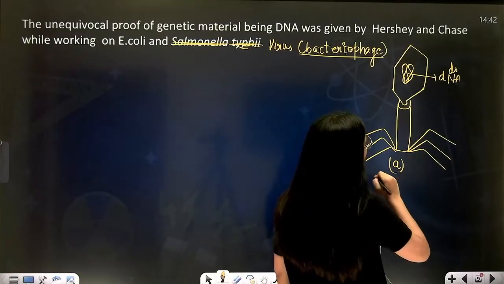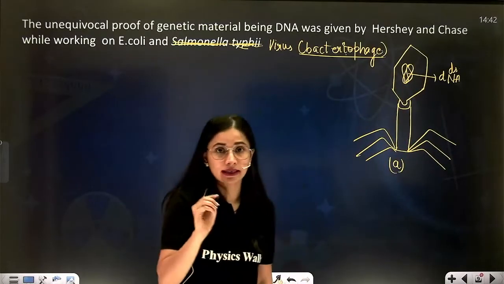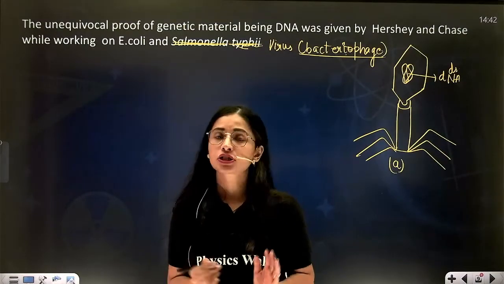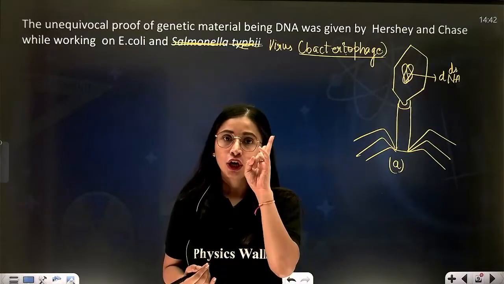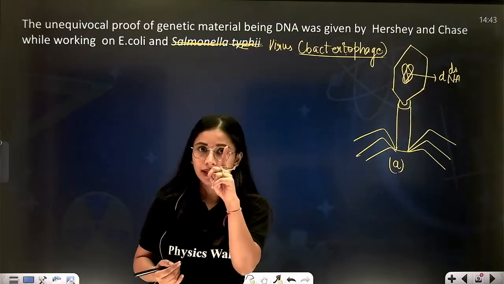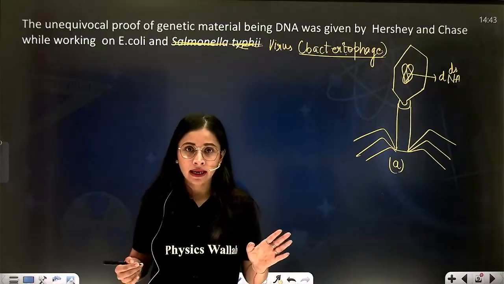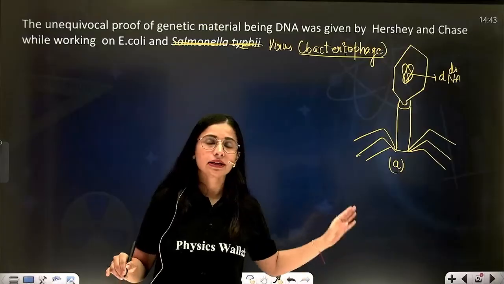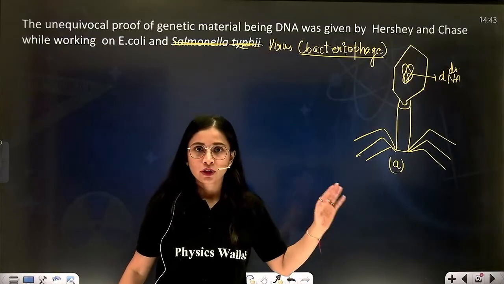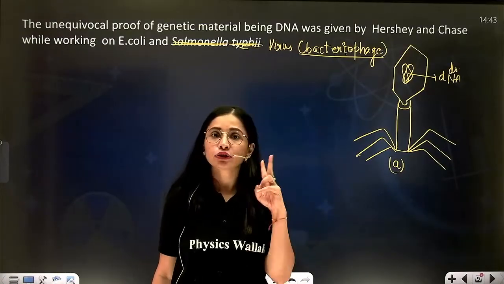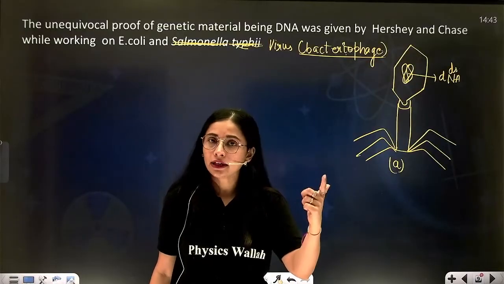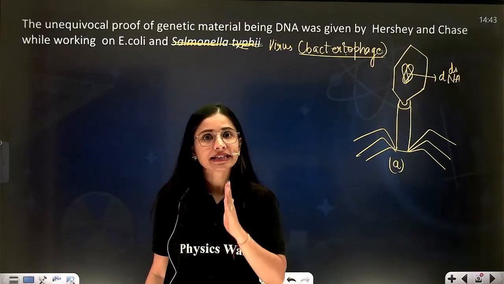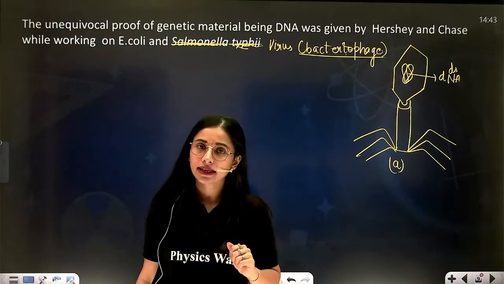Wait, let me tell you one more thing, beta. Viruses are simply nucleoproteinaceous structures. They only have two components in their body. Nucleic acid, which over here is DNA, and the rest of the body, the head, tail, everything you are seeing, is only made up of protein. So chemically, viruses only have two components, protein and nucleic acid. Proteins have sulfur in them, whereas DNA has phosphorus in it.